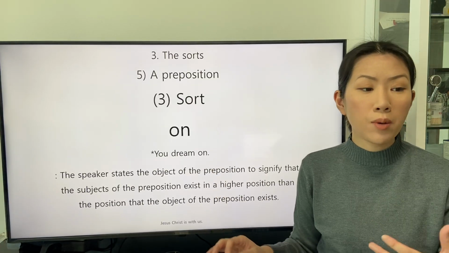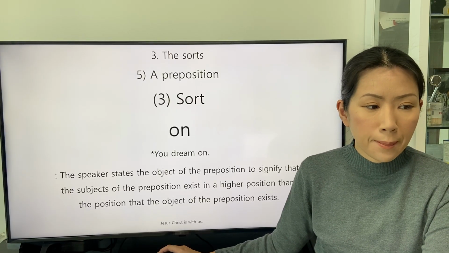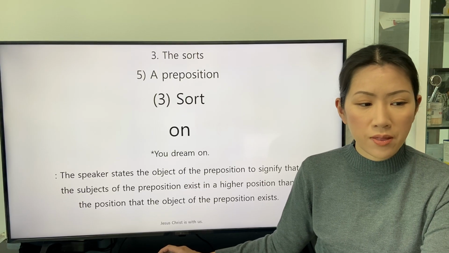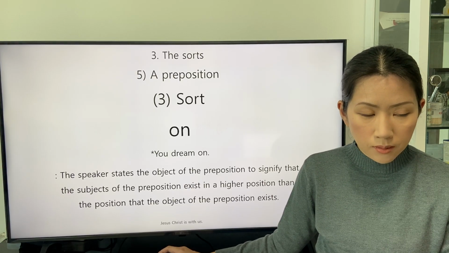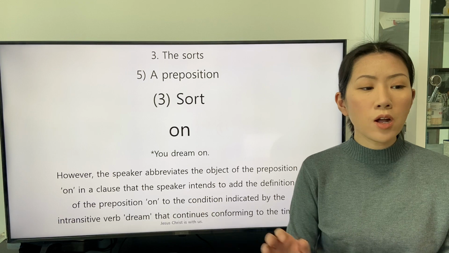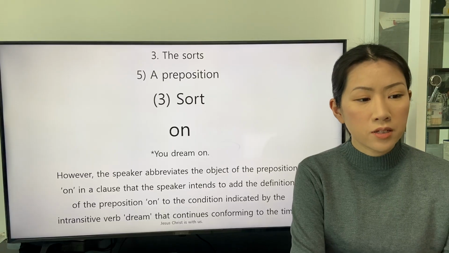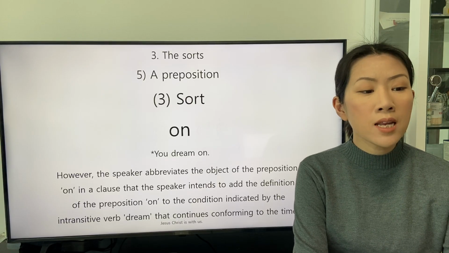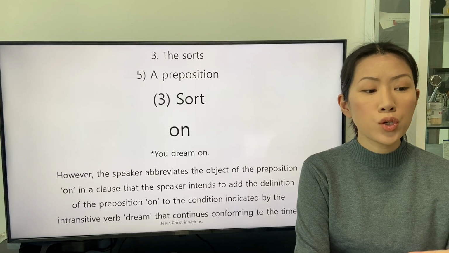There is a clause, you dream on. The speaker states the object of the preposition to signify that the subject of the preposition exists in a higher position than the position that the object of the preposition exists. However, the speaker abbreviates the object of the preposition on in a clause that the speaker intends to add the definition of the preposition on to the condition indicated by the intransitive verb dream that continues conforming to the time.